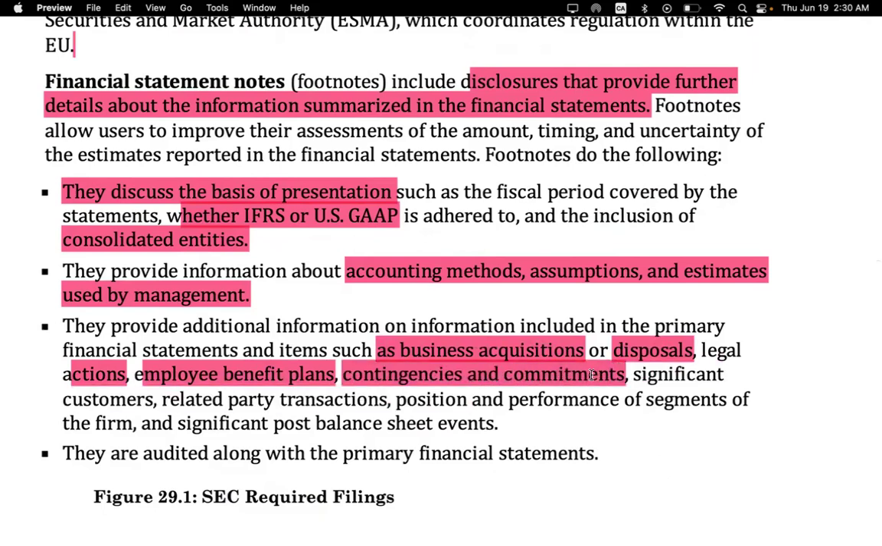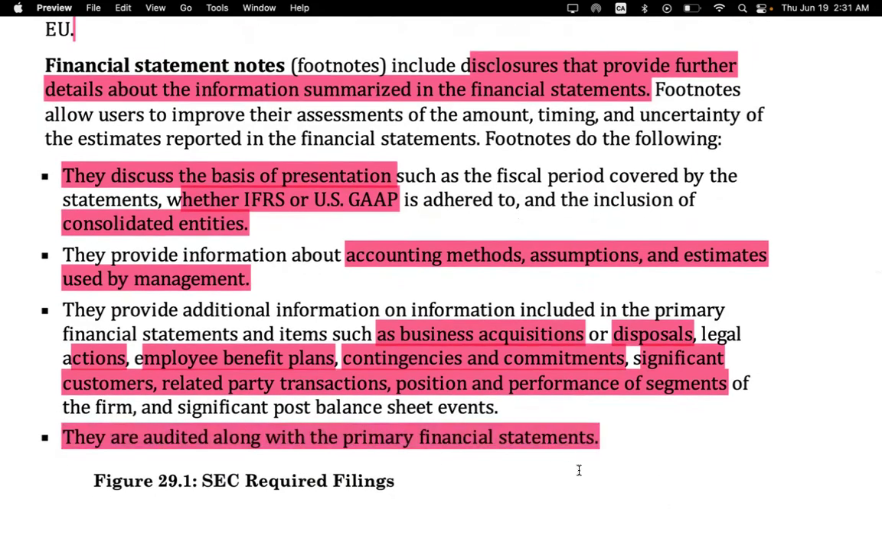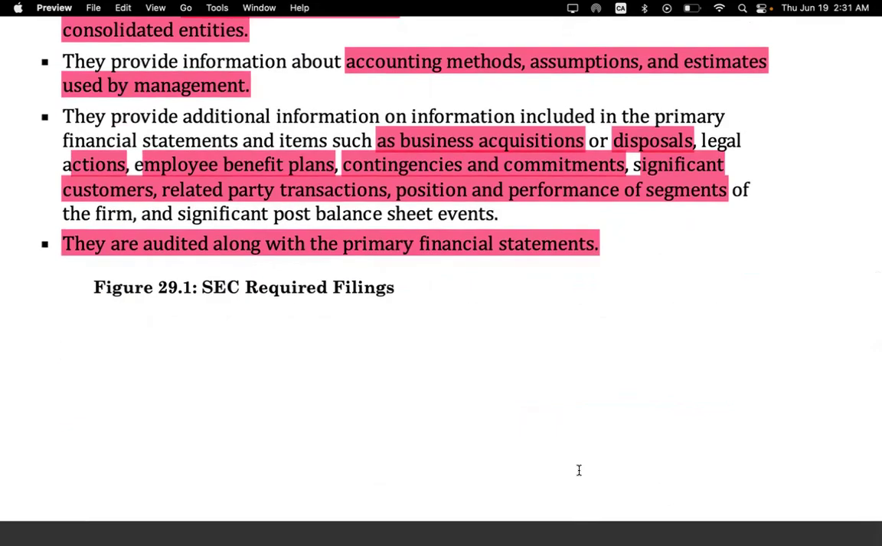Contingencies as in the future, if this event happens, then we would have to pay this much. If this event didn't happen, we wouldn't have to pay this much. Commitments, we have committed to buying 10,000 gallons of oil in the future, whatever, right? Significant customers, related party transactions, position and performance of segments. This is also very important. Segments details are going to be in the footnotes of the firm. Significant post-balance sheet events, events that happened after the reporting period, but were not included. They are audited along with the primary financial statements. Very important to know this as well.